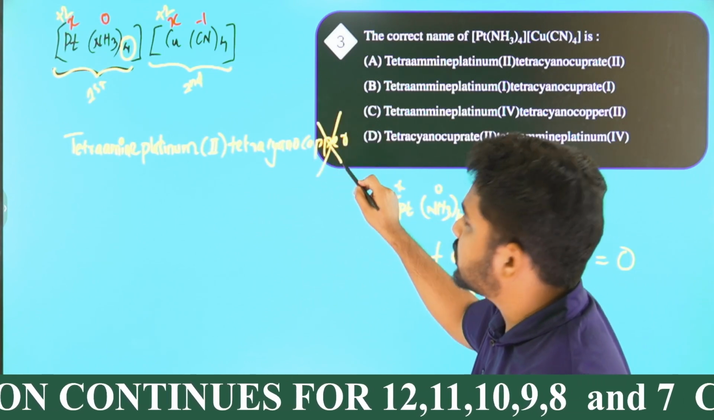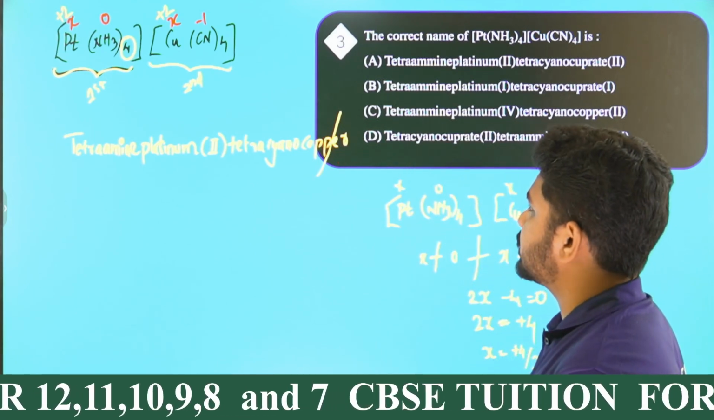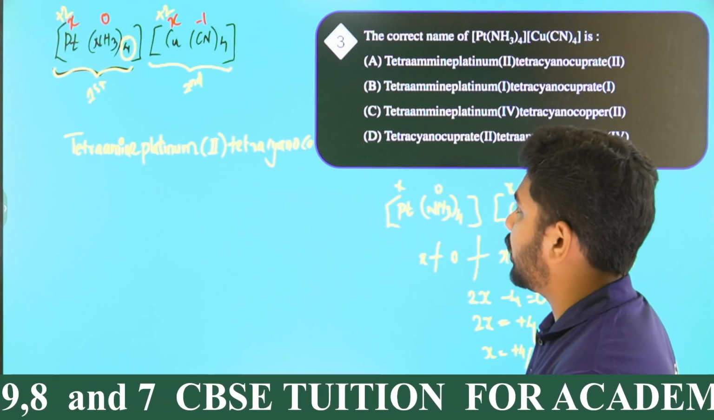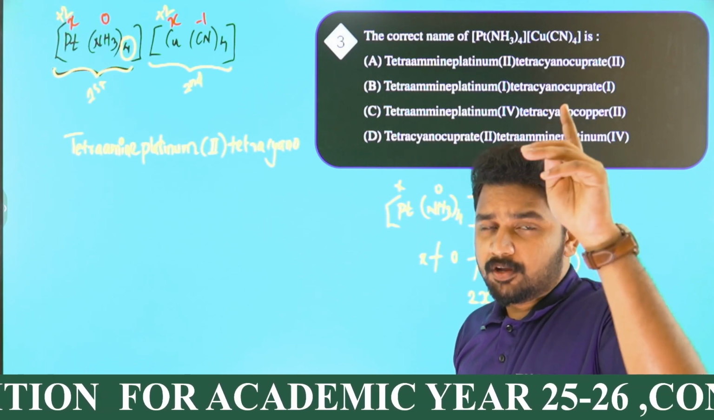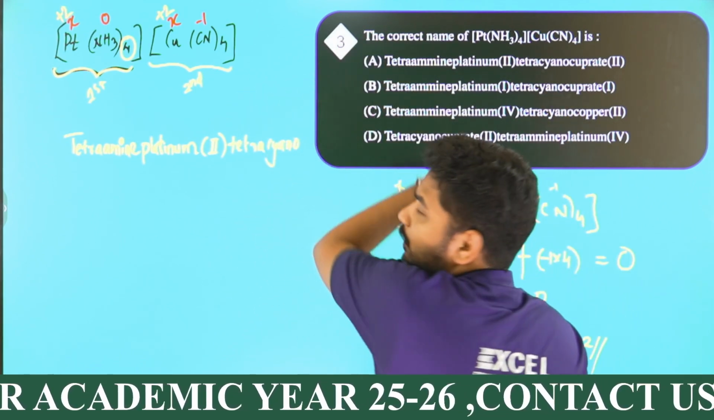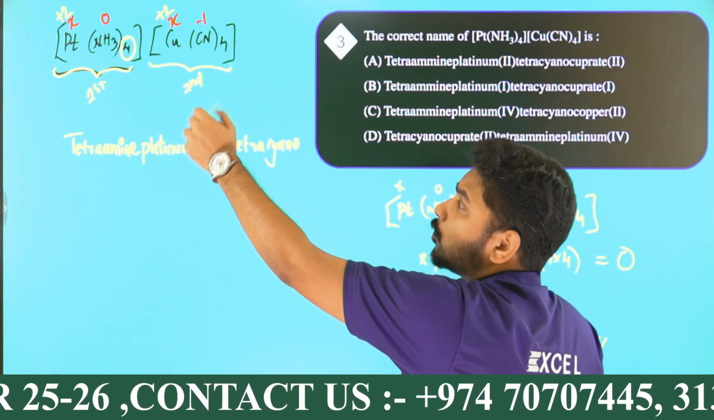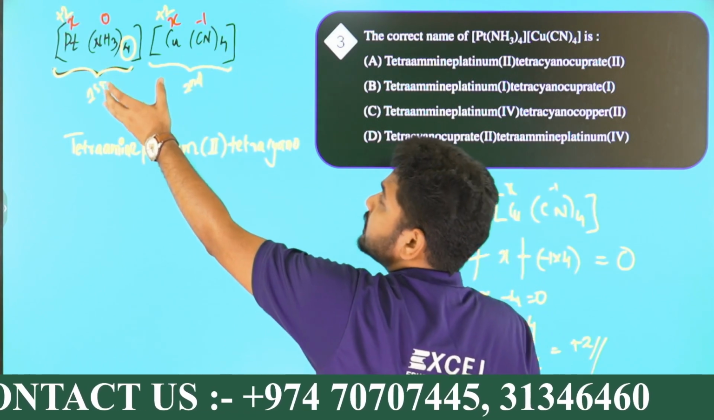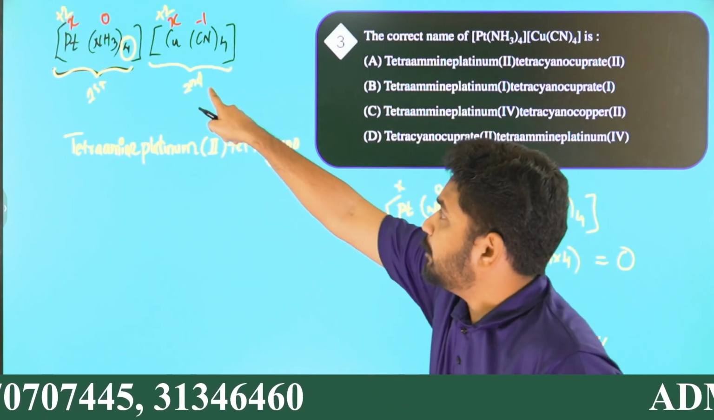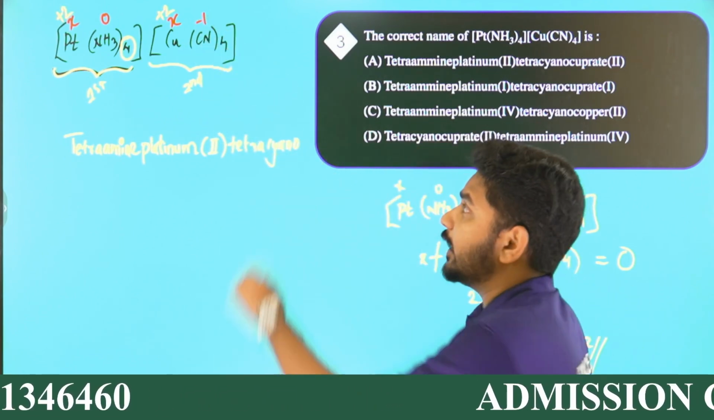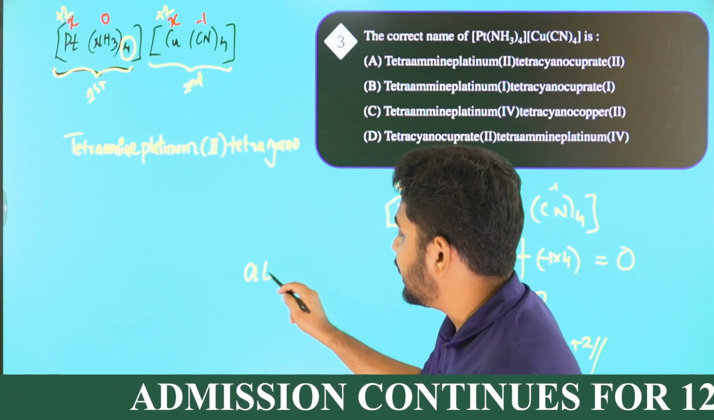And again the same mistake you are repeating. Don't write it like copper. Why? Most of the students make this common mistake. Remember the next rule you need to remember while doing IUPAC nomenclature for coordination compounds. When you are writing the name of a coordination compound, if the second part is a coordination sphere, then along with the name of the central metal, you have to add -ate.